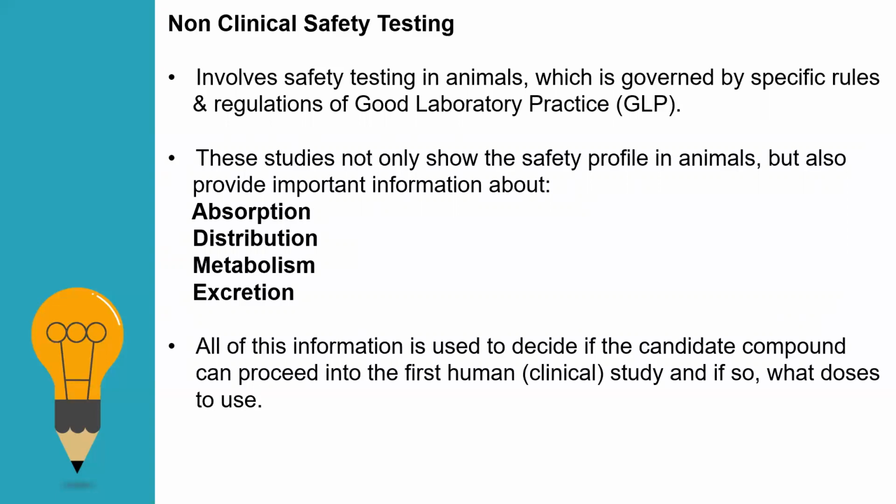These practices have certain guidelines as to which study has to be carried out on which animals. So these studies do not only show the safety profile in animals, but they also provide important information about what happens to the drug in their body. That could be the absorption, distribution, metabolism, and excretion of the drug.